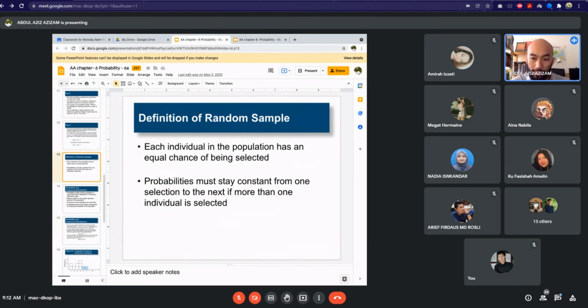Ini you kena jalan sama-sama dengan I. Okay? Kita kena jalan sama-sama. You all kena faham the whole thing sama-sama. Okay? Kalau tak nanti susah untuk kita nak cross to the inferential statistics. Okay. Each individual in the population has an equal chance of being selected. This is the random sampling definition. I always remind you about this. That probability must stay constant from one selection to the next if more than one individual is selected.